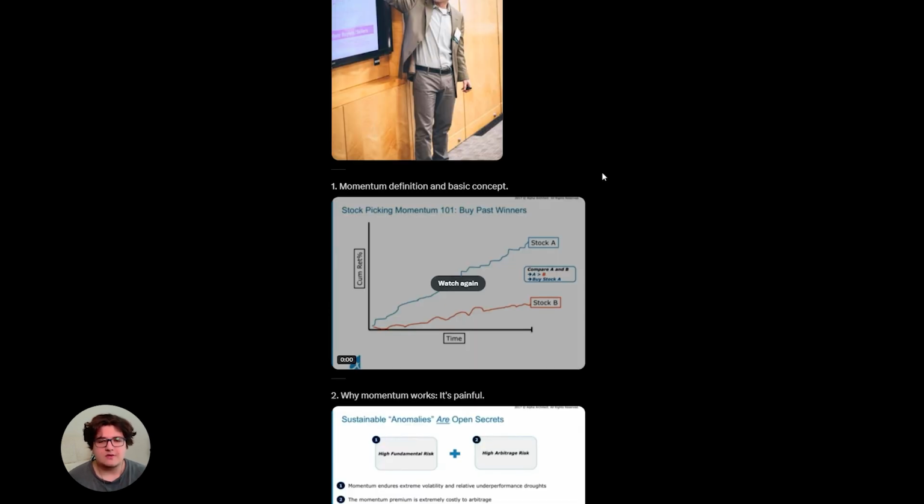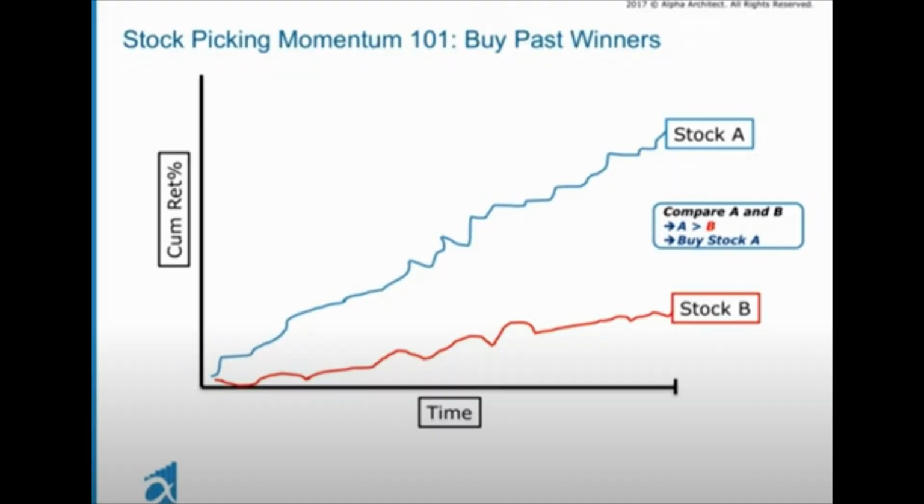Now, number 1 is just giving a clear definition of momentum and its basic concept. Let's hear it in his own words. What we're talking about is the most basic momentum, often called cross-sectional momentum, applied in the context of stocks.